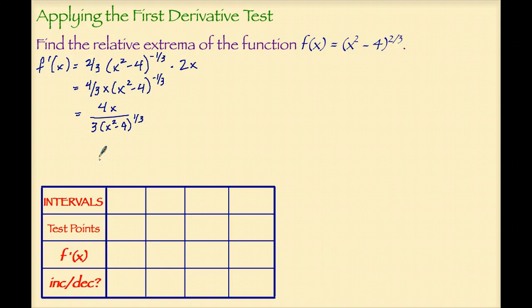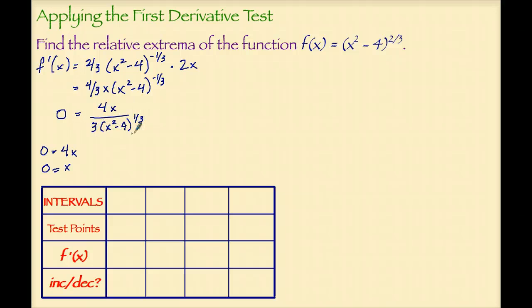Now we know that we'll find our critical numbers by setting the first derivative equal to 0 and by also determining where the first derivative is undefined. Setting the first derivative equal to 0 means we need to look at where the numerator is equal to 0, and that gives us a critical number of 0.